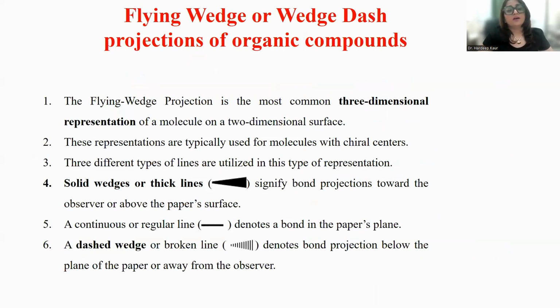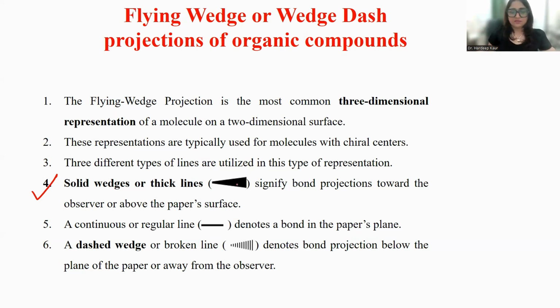That is why flying wedge or wedge-dash projections of organic molecules are very important to us, because it's the most common representation of a three-dimensional molecule on a two-dimensional surface. Usually we use this with chiral centers. Three different lines are used. First is the solid wedge or thick line.